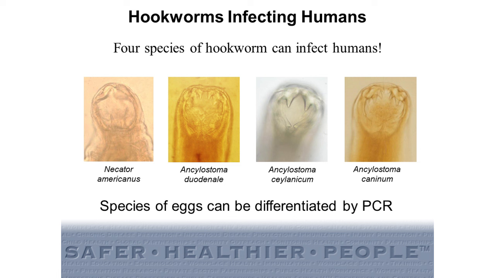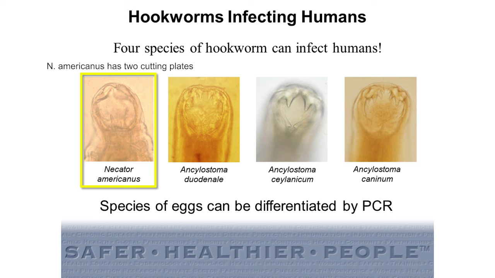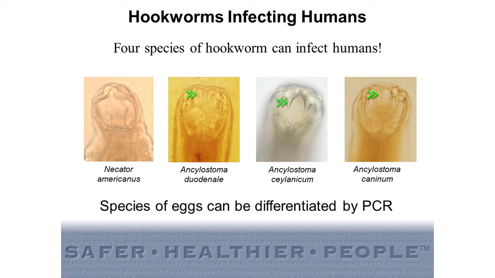The species of hookworms covered here today can be differentiated by their mouth parts. Necator americanus have chitinous semilunar cutting plates. It is the only species that have the cutting plates rather than the teeth. These are the cutting plates here. The rest of them have teeth in their mouth parts. However, they can be differentiated even in the number of teeth and how the teeth are arranged in the mouth parts.